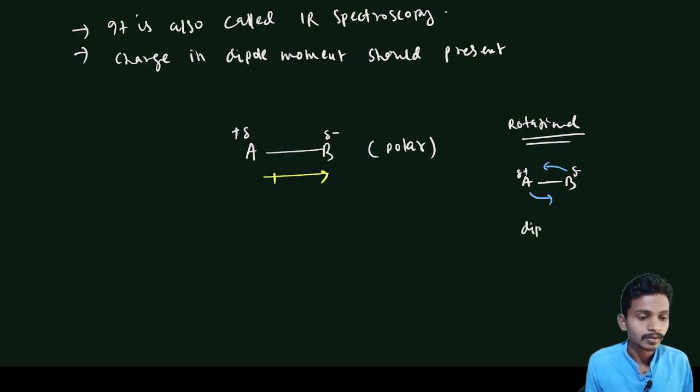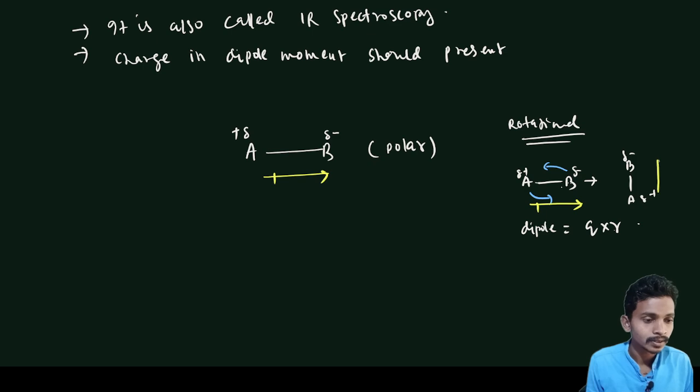Here the dipole moment is Q into R. Q means the charge on the atoms or molecules, and R is the distance between these two atoms. Whenever you rotate the molecule, it will rotate like this, B and A. The dipole moment direction was like this from positive to negative, and now the direction is like this. Here Q and R were fixed, only the direction changed, that's why the dipole moment is changing.